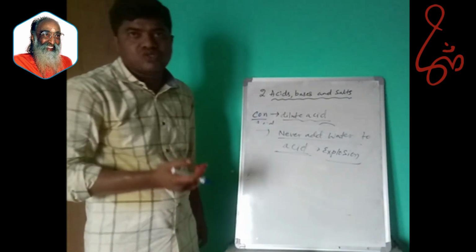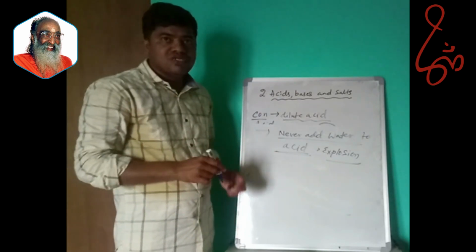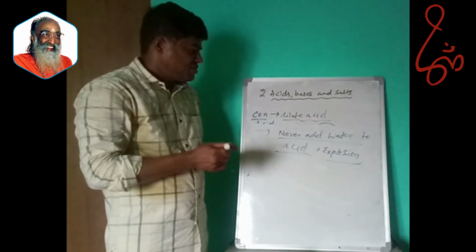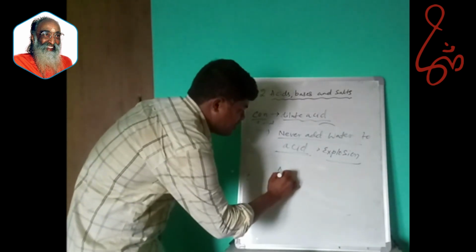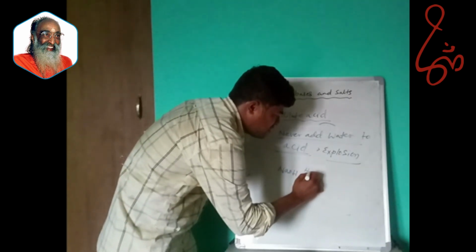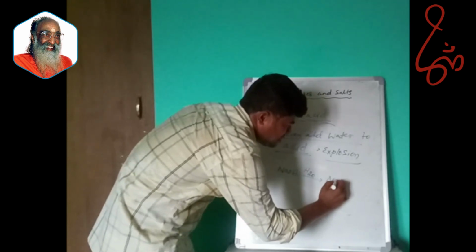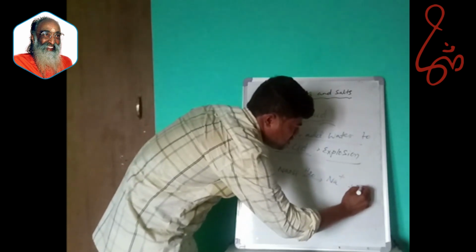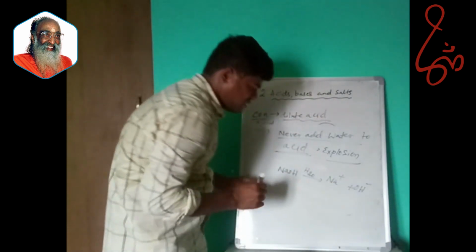Similarly, the base also. Similarly, when a base is dissolved in water, take sodium hydroxide, a powerful base, and dissolve it in water. What are you getting? Na plus and OH minus ions.